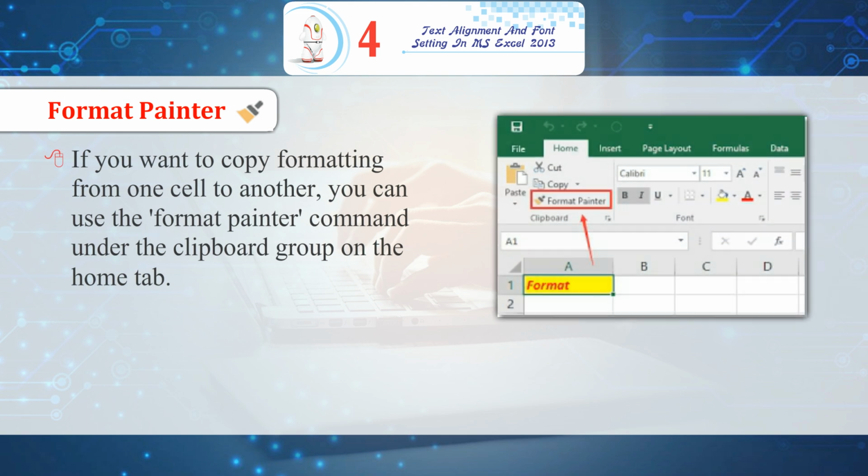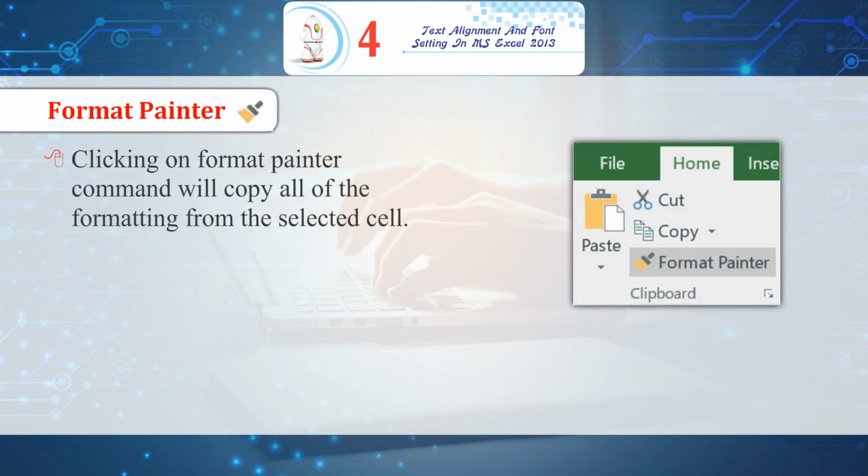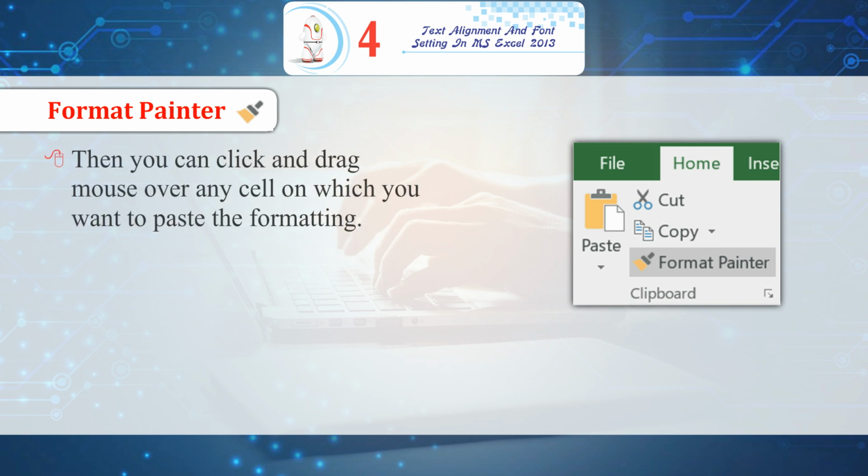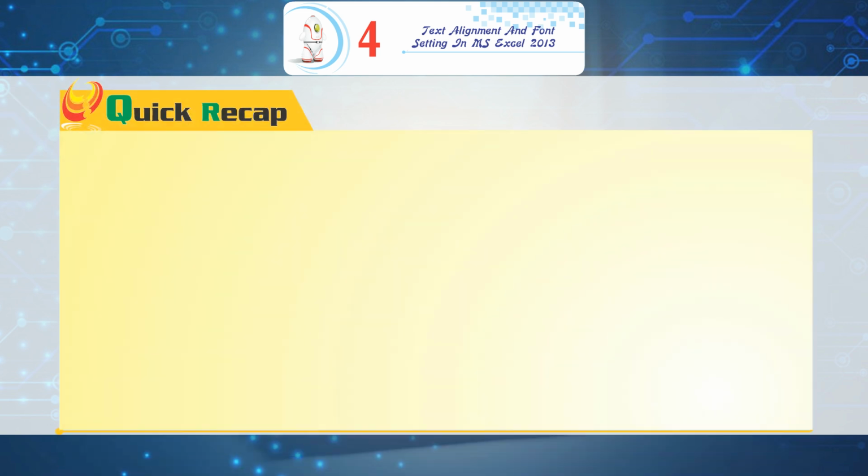Format Painter. If you want to copy formatting from one cell to another, you can use the Format Painter command under the Clipboard group on the Home tab. Clicking on the Format Painter command will copy all of the formatting from the selected cell. Then you can click and drag the mouse over any cell on which you want to paste the formatting.